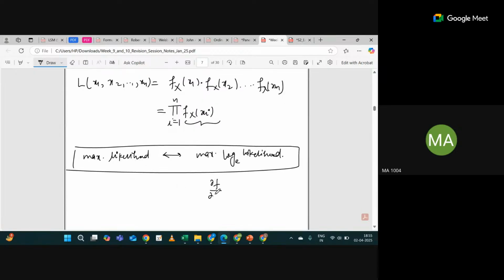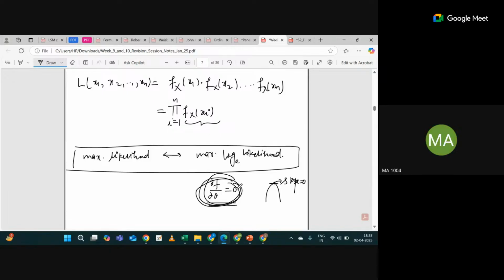Can anyone tell me what is the meaning of making del f by del theta equal to 0? The partial derivative has been set to zero. I'm not asking for the interpretation. Why are we making the slope zero? Basically, we are interested in maxima. Suppose your function is like this, then the slope should be 0 at this point. This is the meaning of this part.